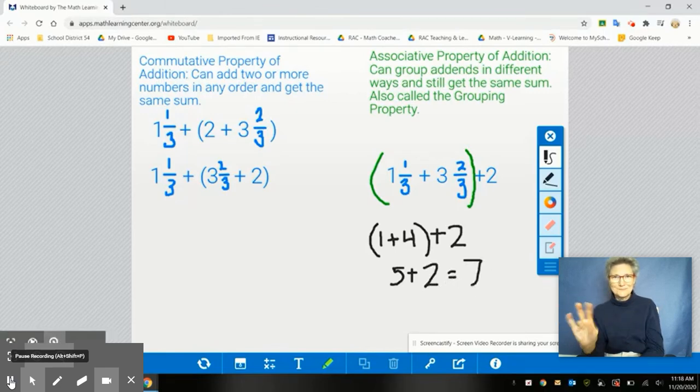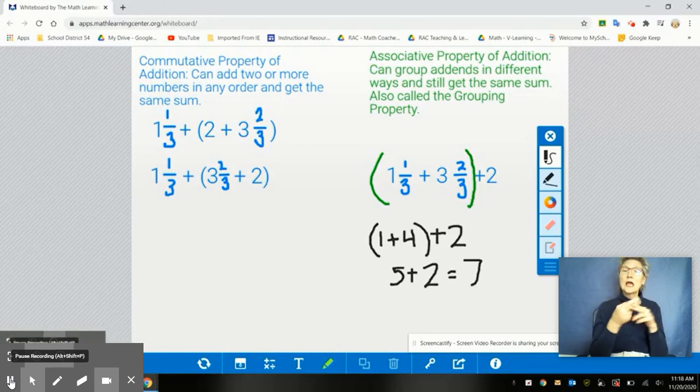7. Great thinking. Today we were able to use the commutative property of addition to order numbers in a way that would make it easier for us to use mental math. Then we used the associative property of addition so we could group addends in different ways, which also helped us to solve our adding of fractions mentally. Great job, mathematicians.